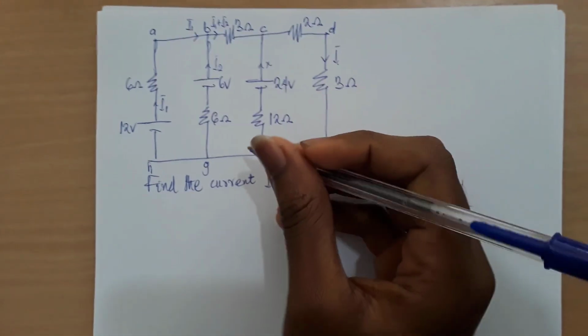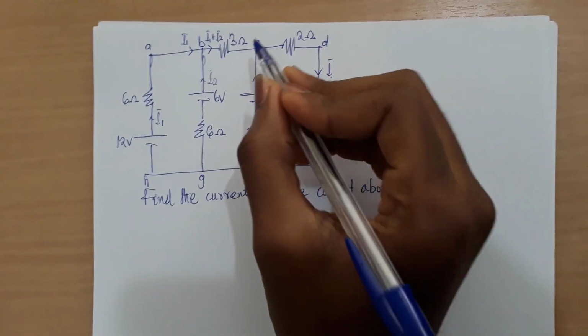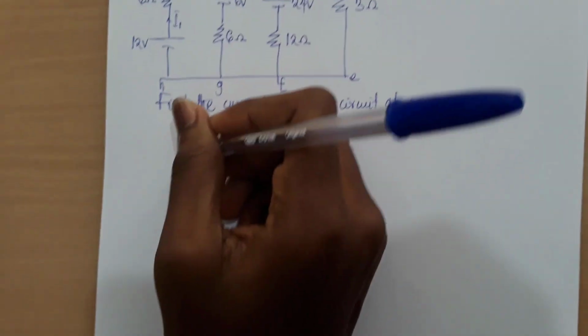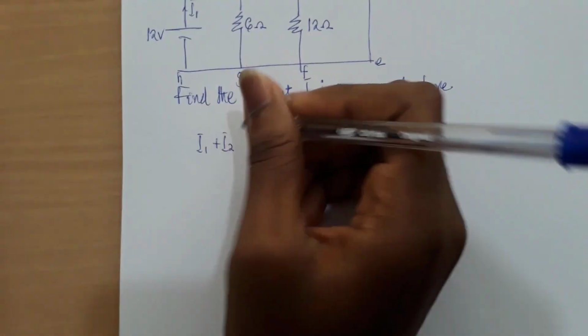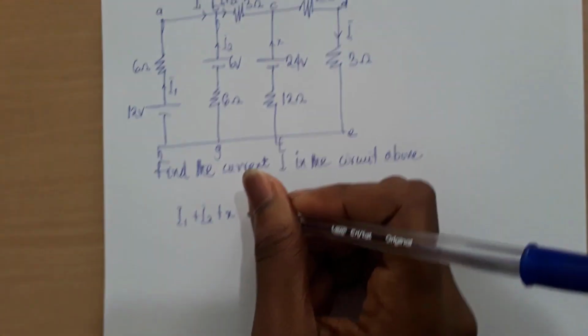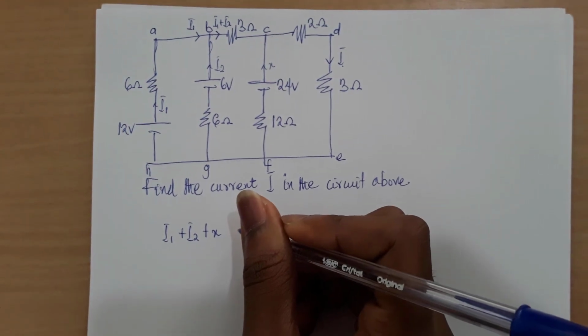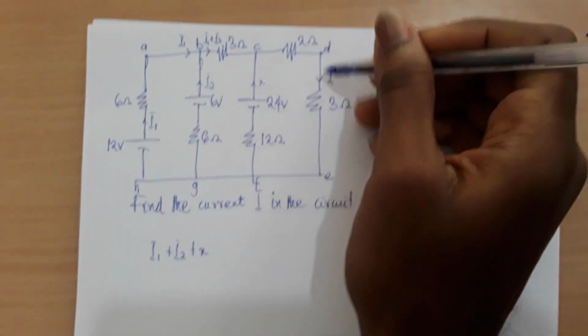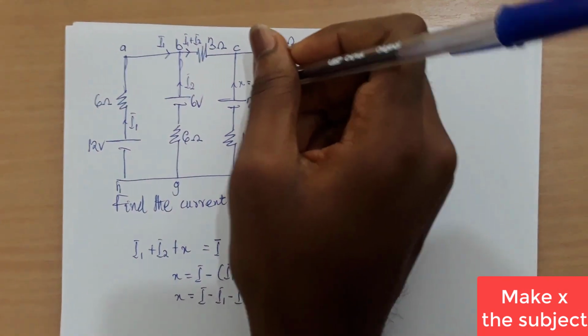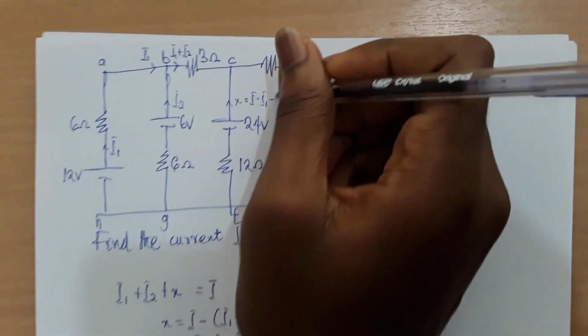Applying KCL, we know that the sum of currents arriving at a junction, which shall be I1 plus I2 plus X, should be equal to the sum of currents leaving the junction. The sum of currents leaving junction C is current I. So we know that our X is I minus I1 minus I2.